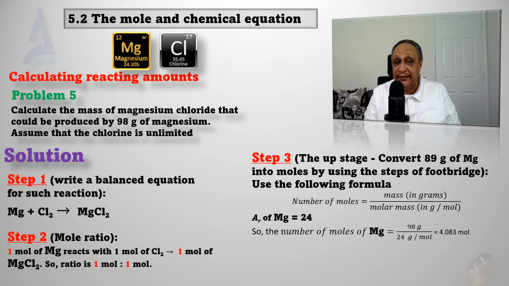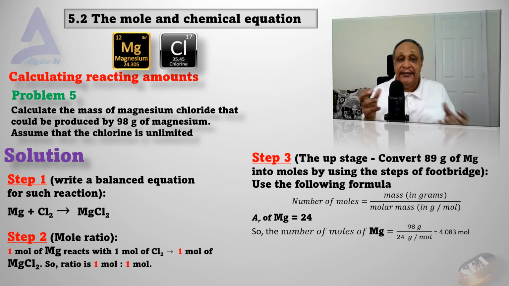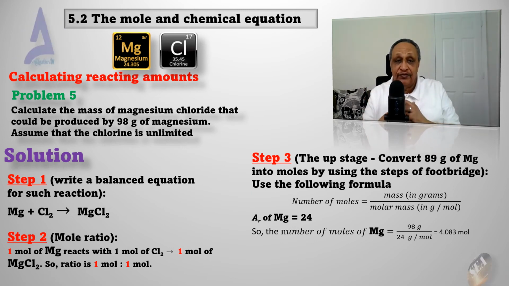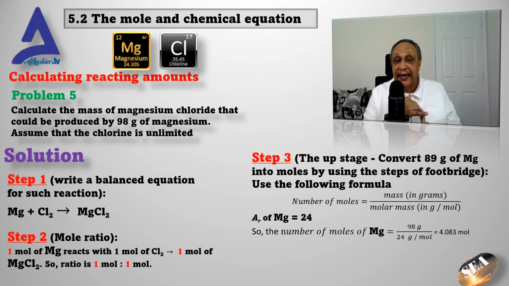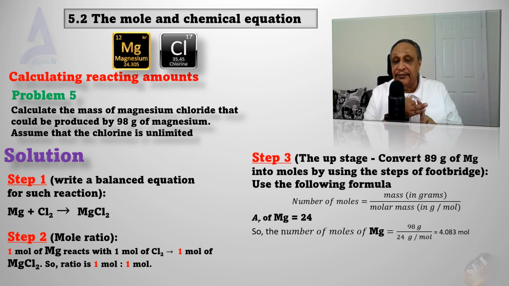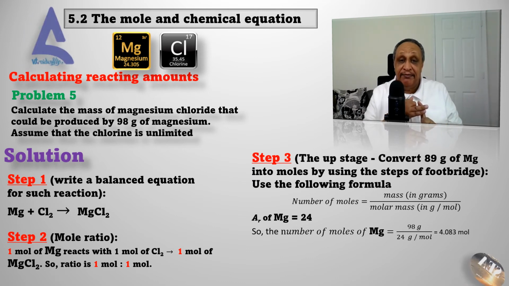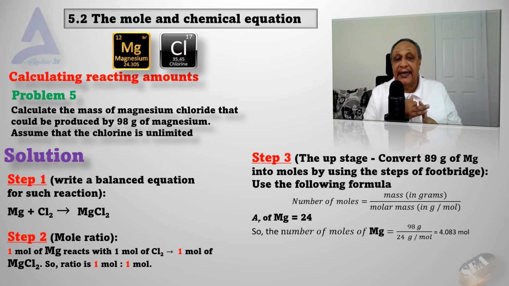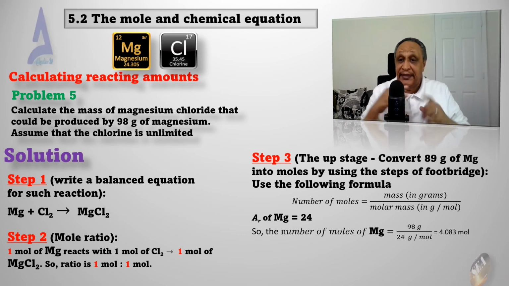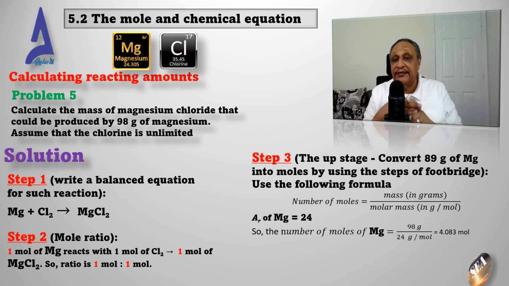grams of magnesium. Assume that chlorine is unlimited. Now, let us analyze this one and see how the information is useful. First, the reactants are magnesium and chlorine, and the chlorine is in abundance. It's unlimited, so it's not a limiting factor. The magnesium, the reactant, the amount of it is 98 grams, and what they ask about is the mass of magnesium chloride.